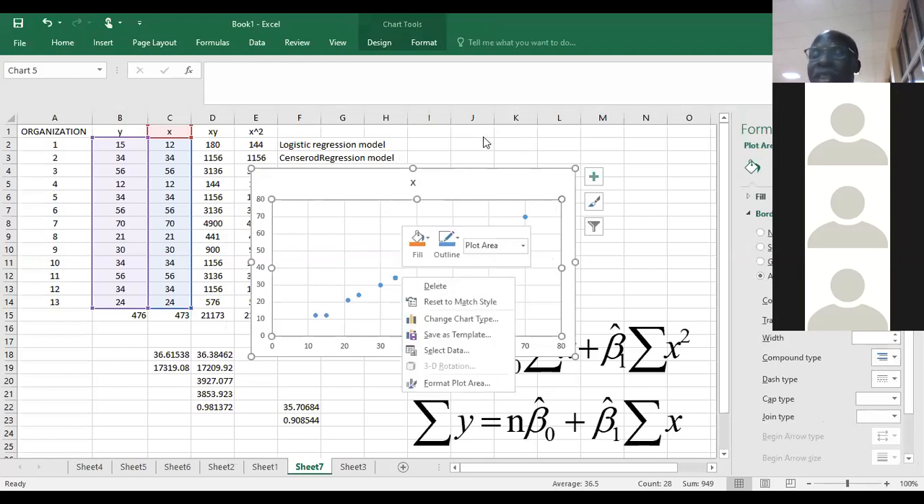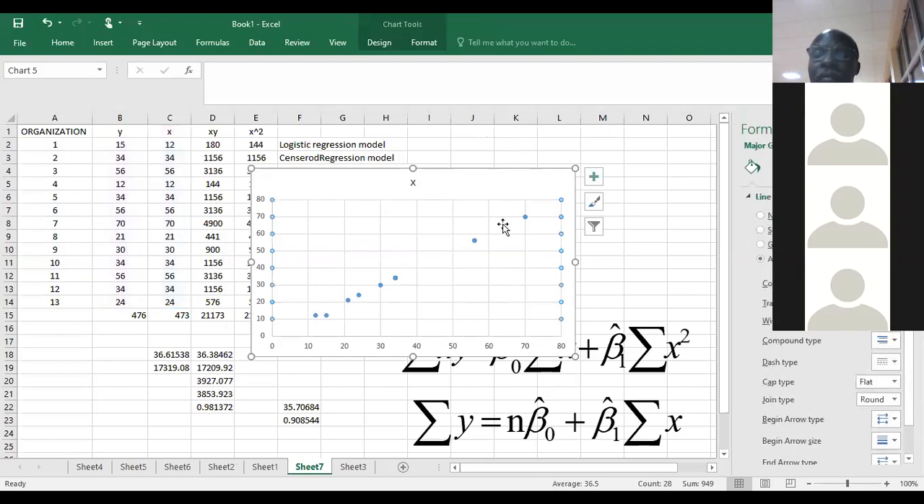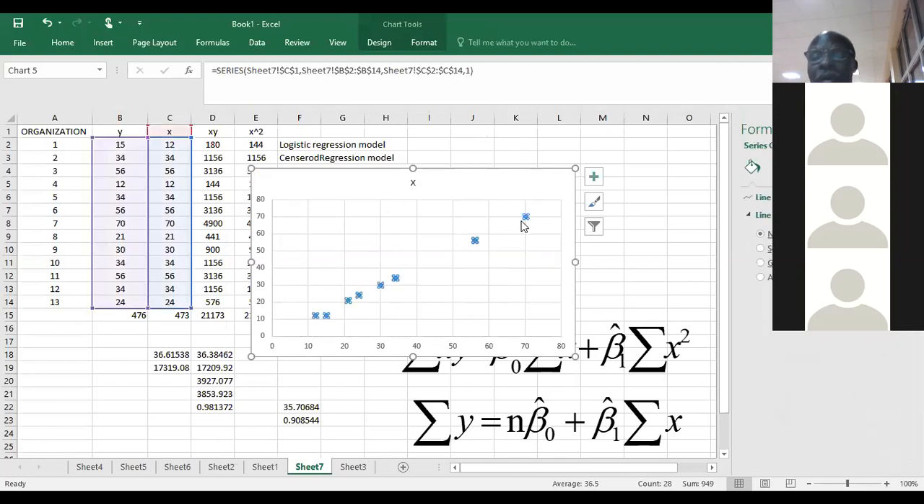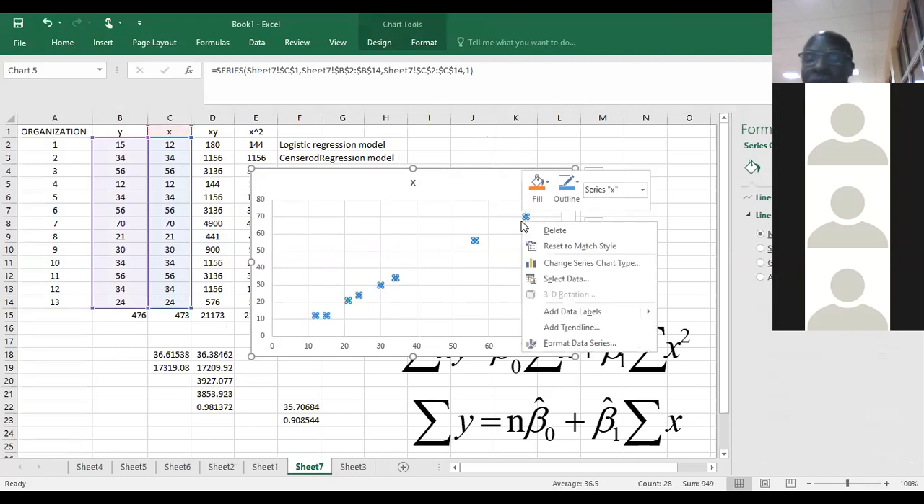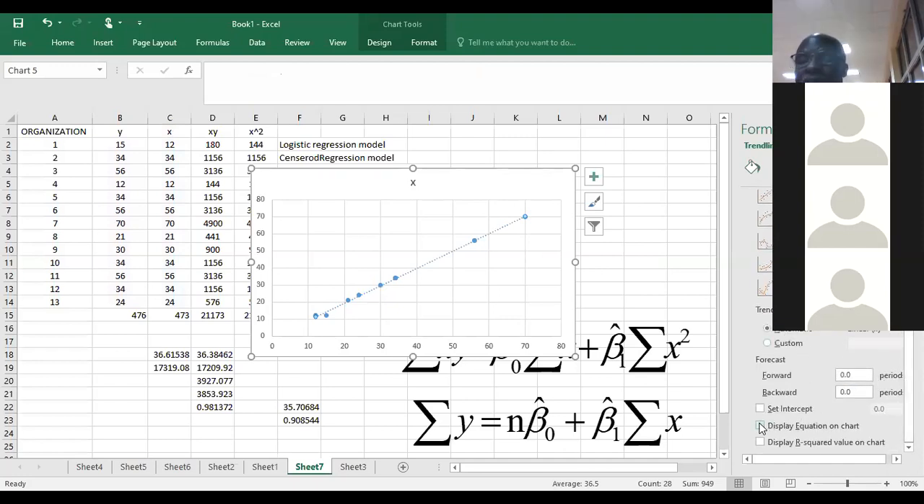I'm going to deal with it just now, so that you see it clearly. Then insert a trend line. Then I add the line and display the equation. And here we are. Are you seeing this one here?